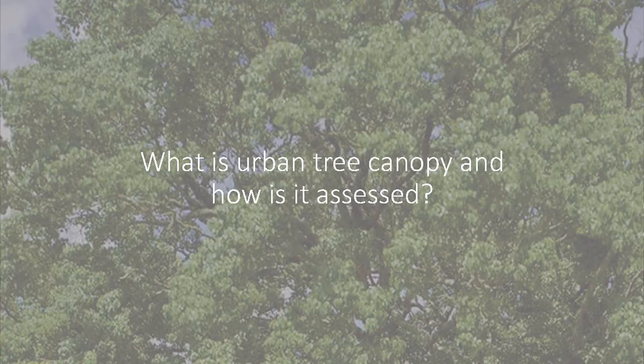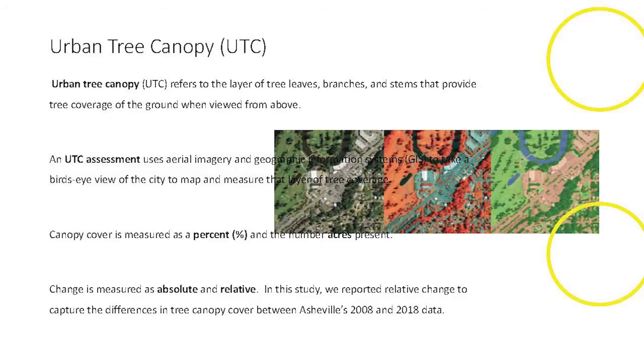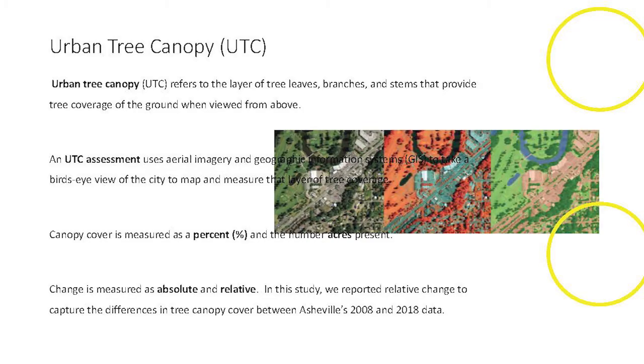So first off, what is Urban Tree Canopy? Urban Tree Canopy is that layer of tree cover that you see from looking down from above. So if you're flying over Asheville in an airplane and you look down, the Urban Tree Canopy cover is that area of ground covered by the leaves, the branches, the stems of a tree.